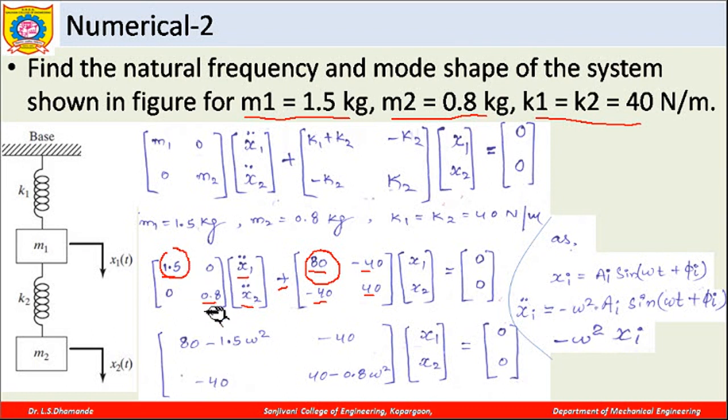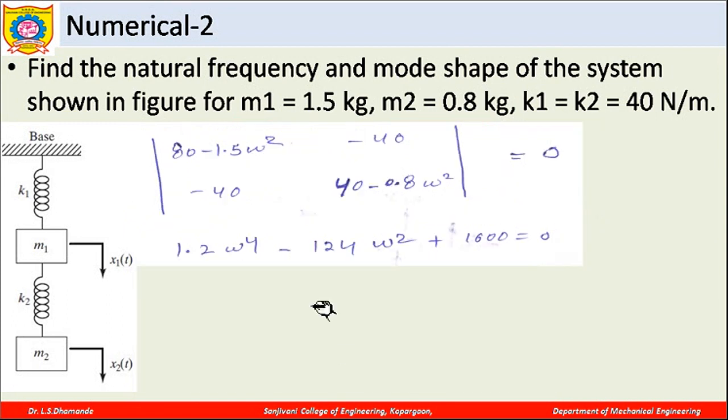This term is actually negative, so it will be minus 1.5 omega square. Then minus 40 will be as it is, because here it is 0. Then this 0 and this minus 40 will again be minus 40 as it is. This plus this, and this is minus 0.8 omega square, and this is 40, so 40 minus 0.8 omega square. This is multiplied by x1 x2, that is equal to 0. Now again I have to simplify this. It is 80 minus 1.5 omega square, and this is 40 minus 0.8 omega square, and this is minus 40, minus 40, equal to 0. So we just have to find the determinant of this.